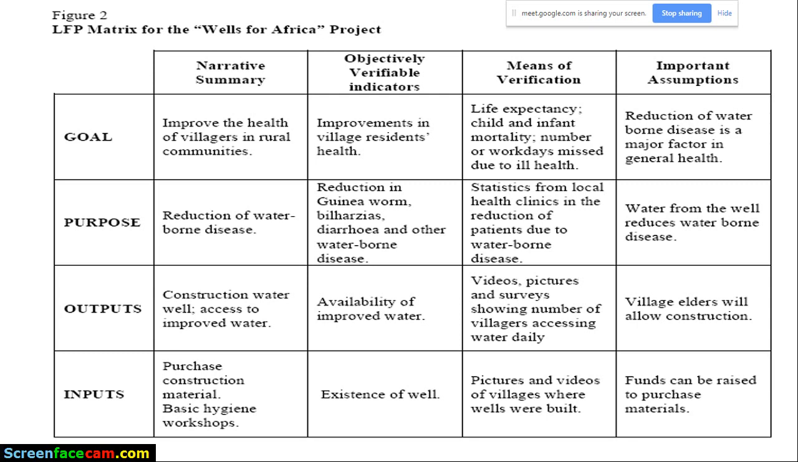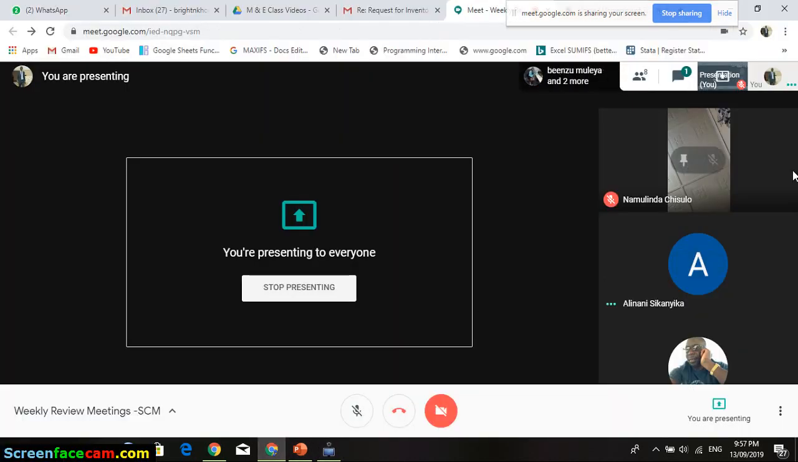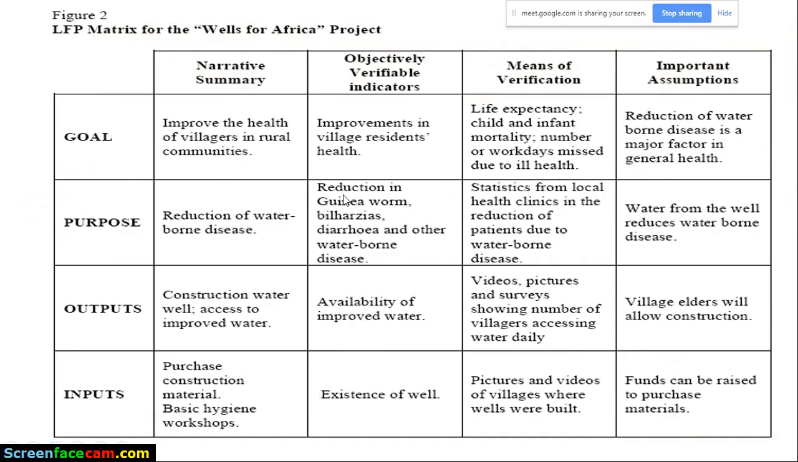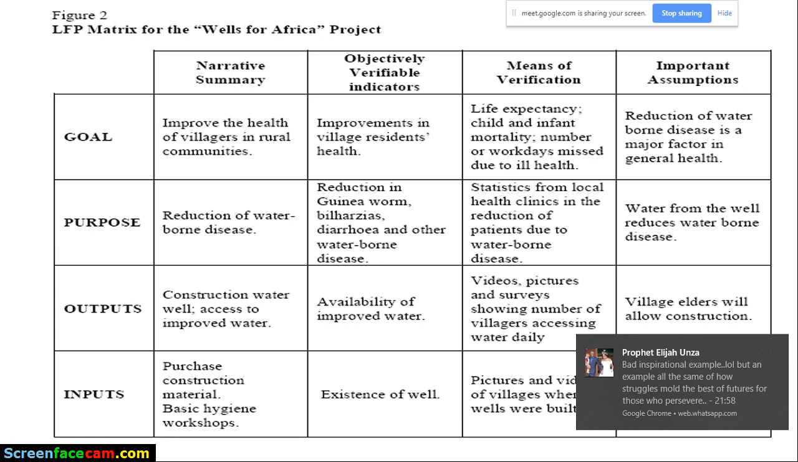Can I have someone, a female, to lead for us? Hello, can I have someone to read for us the purpose here, which is a goal? The difficult words here are bilharzia, guinea worm. Yes, class, I can see that we are about eight of us. Other people have dropped. Okay, we can proceed. Who can lead for us, Mr. Flanky? Okay. You start on the purpose here.